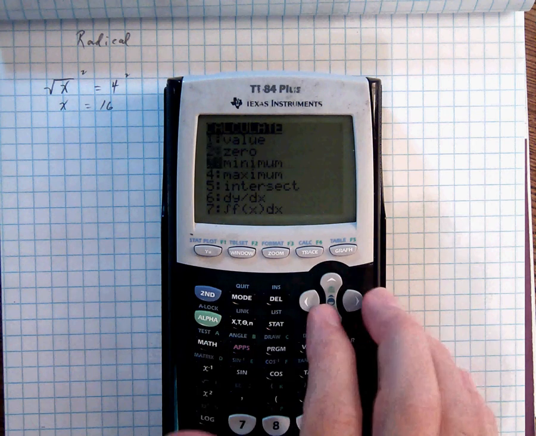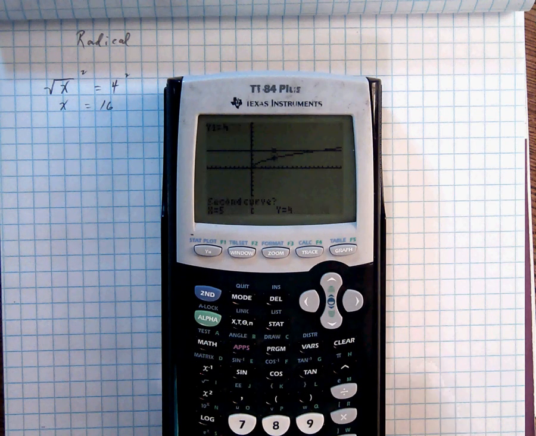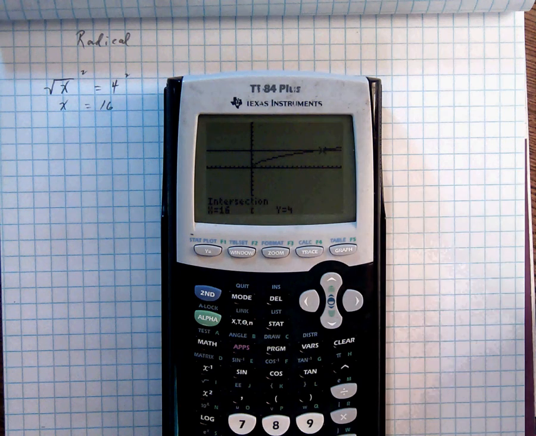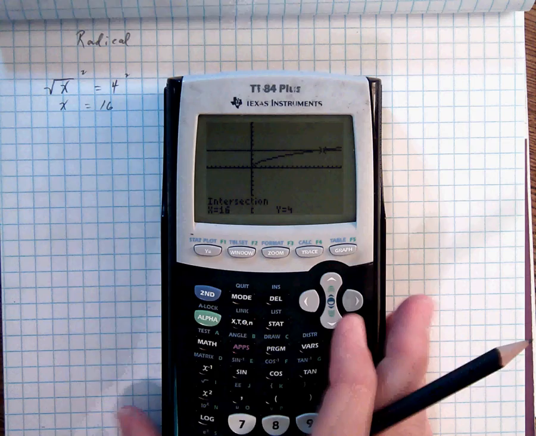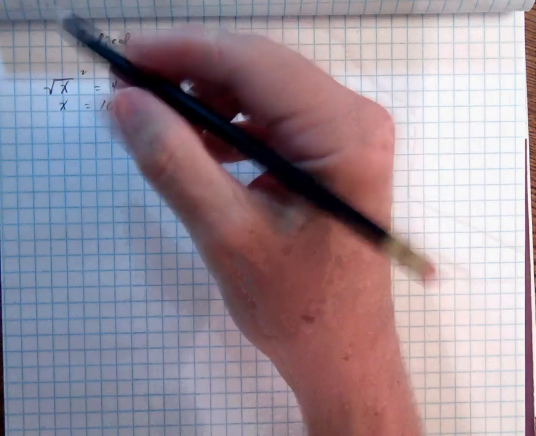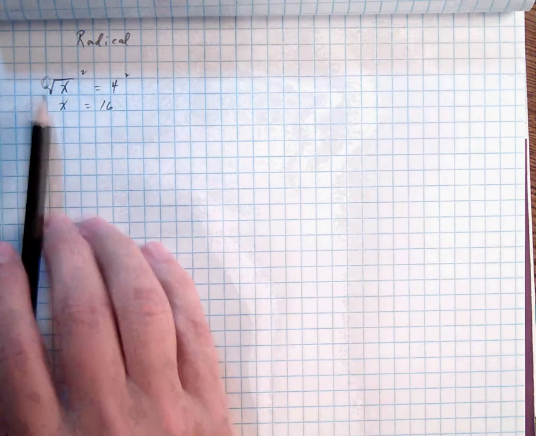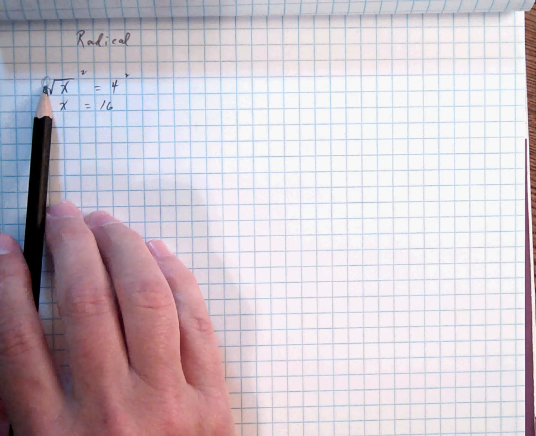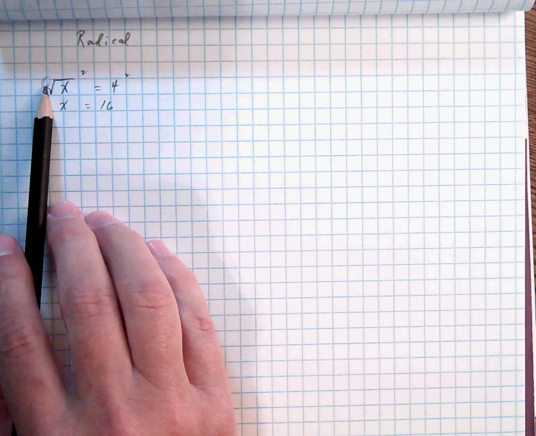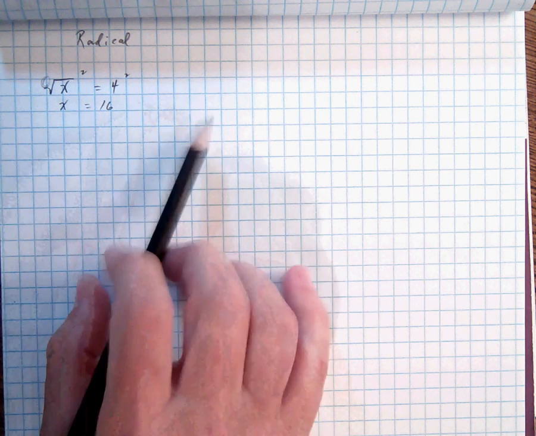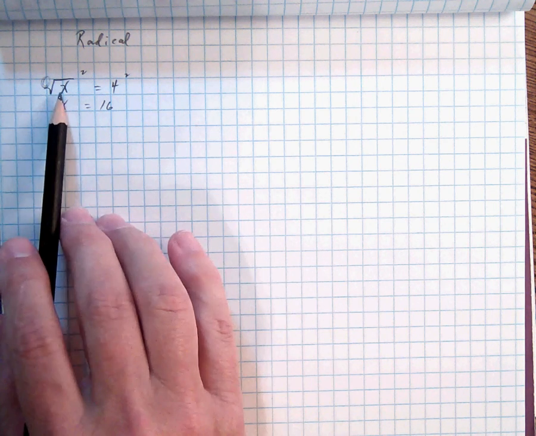Second trace, intersect. And you see that x equals 16 when y is 4. Alright, so that's an example of a radical equation. You have to be careful whenever the radical is out here, that is the index, right? So if there isn't one, we assume the index is 2 for square root. Otherwise, there should be a number out there. When there's an even index out there, you can get extraneous solutions. So you need to make sure you check your solutions back into the original equation to make sure they work.